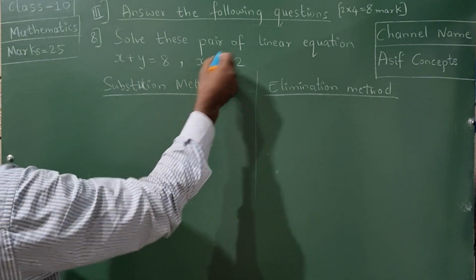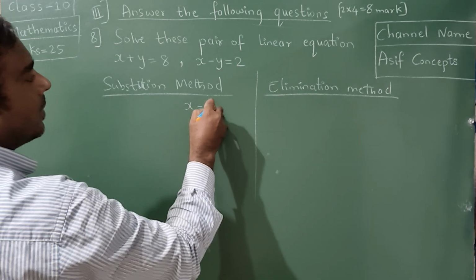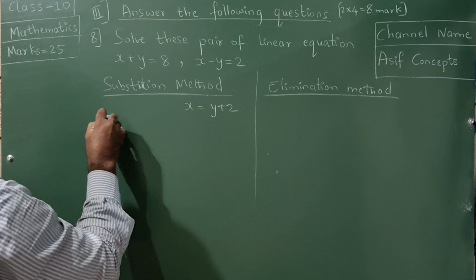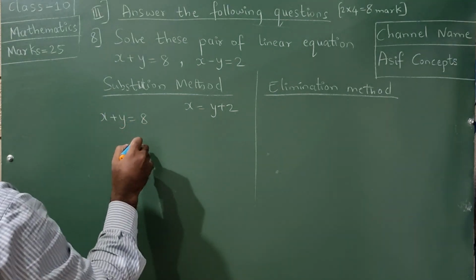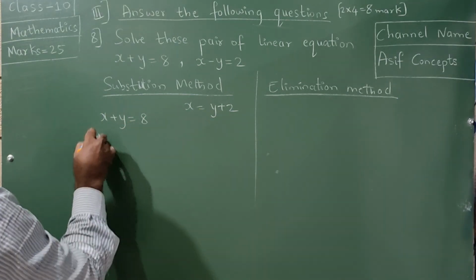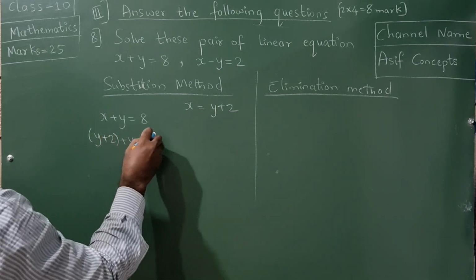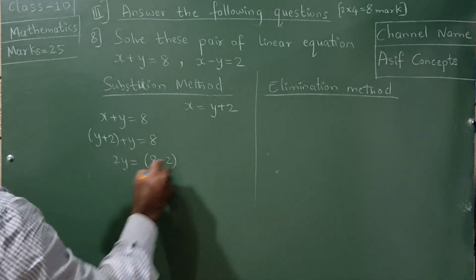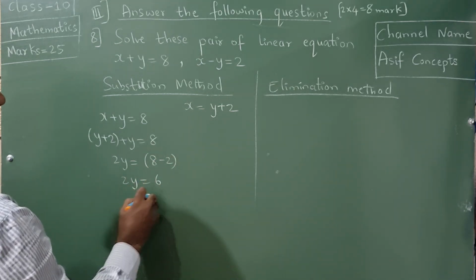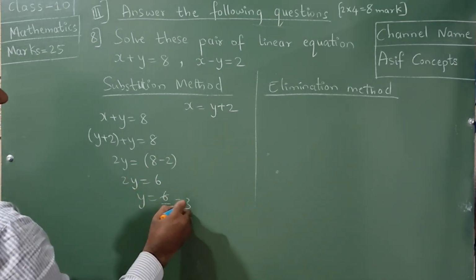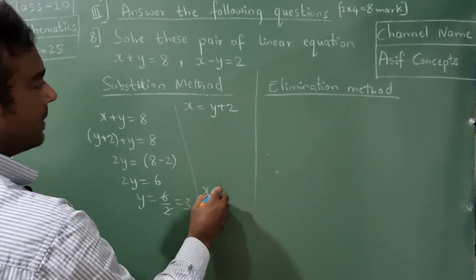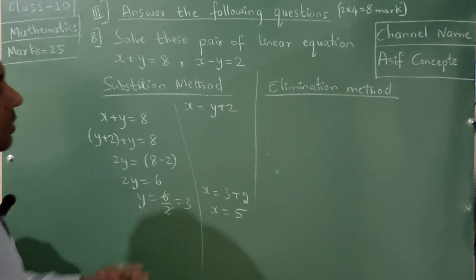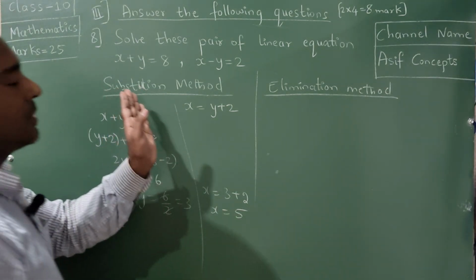So if I take this y on the right hand side, it will become y plus 2. Now I'll substitute this x value here. So x plus y is equal to 8. So x value is y plus 2. Now how many y are there? 2. When this 2 goes to the right hand side, it will become 6. So y is equal to 3. Again substitute this. X is equal to, y value is 3. So x is 5. So this is the answer. This is by substitution method.